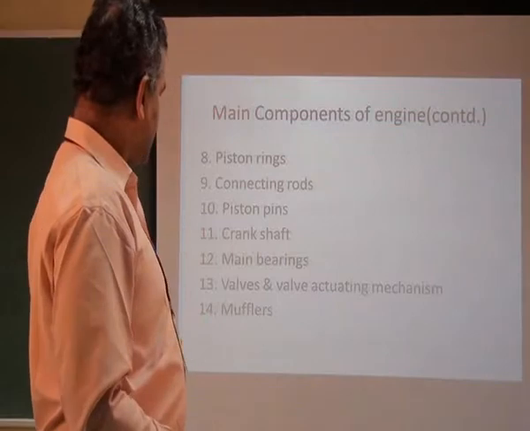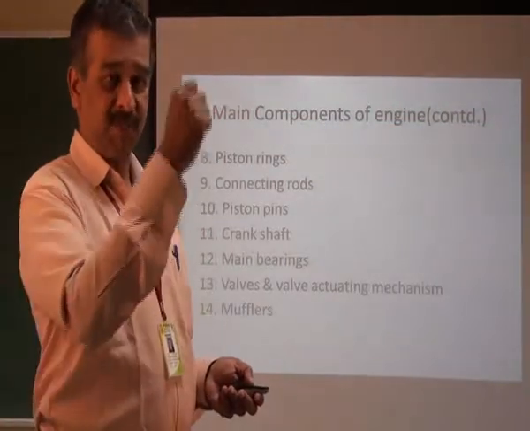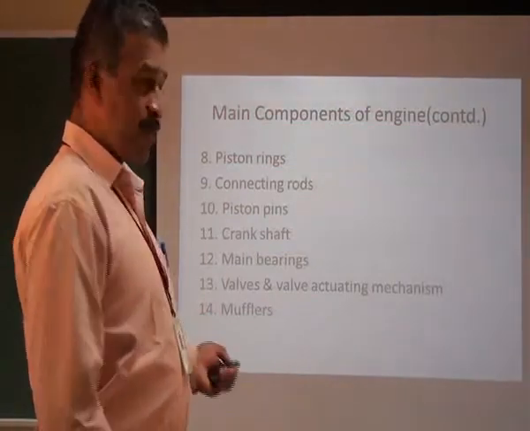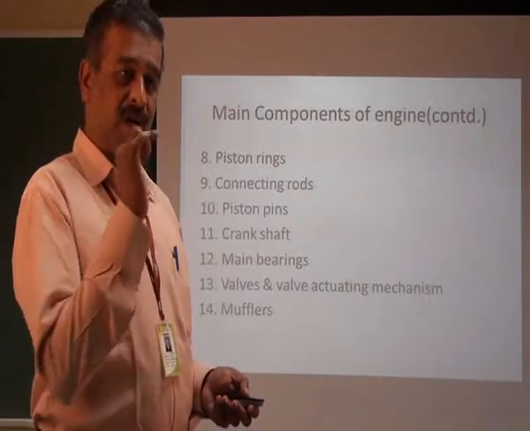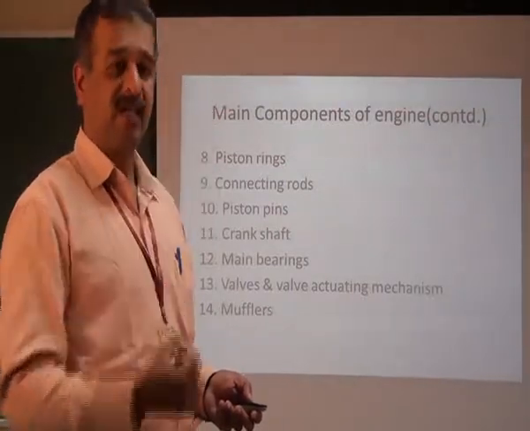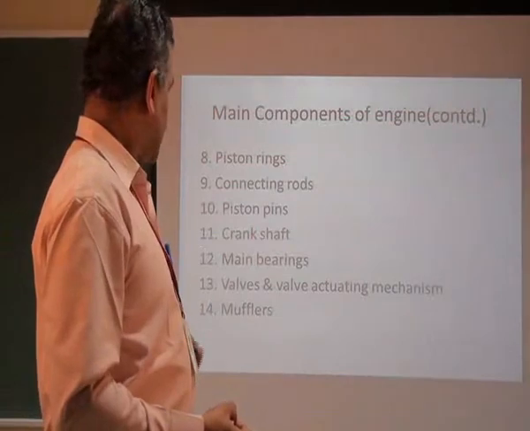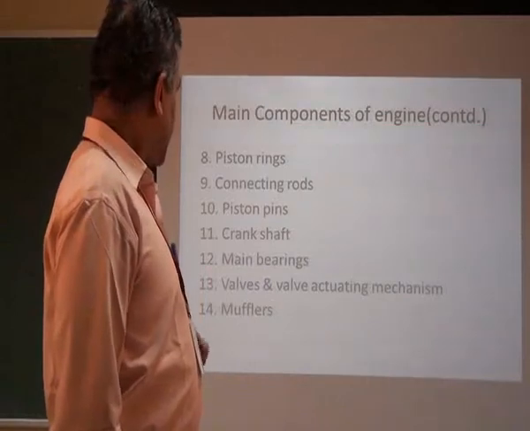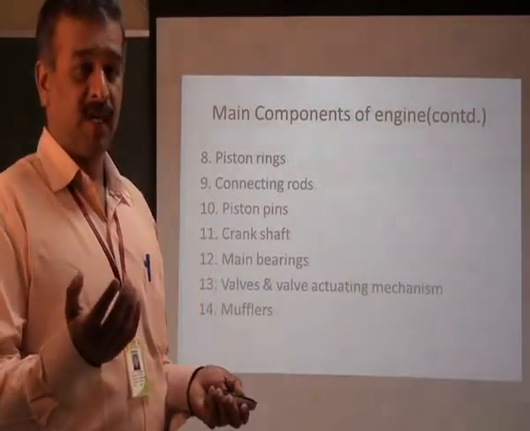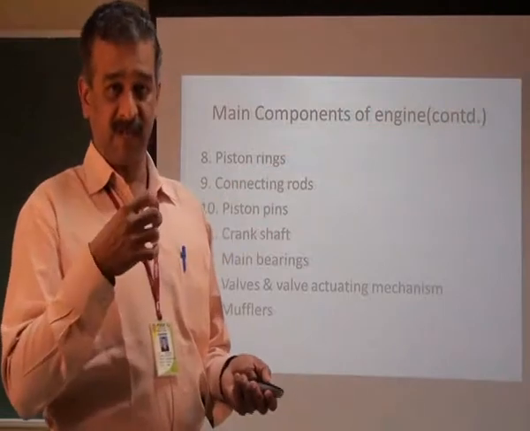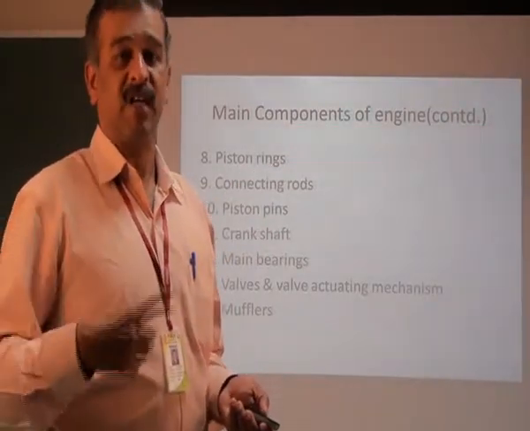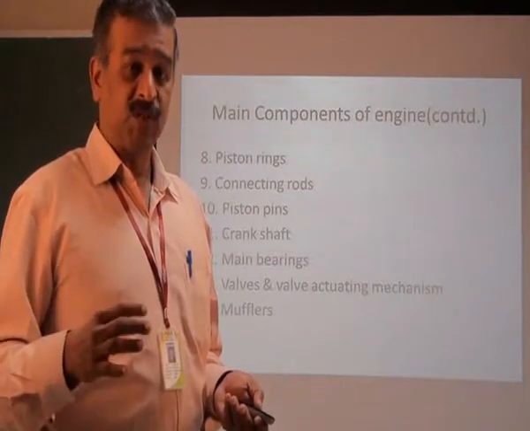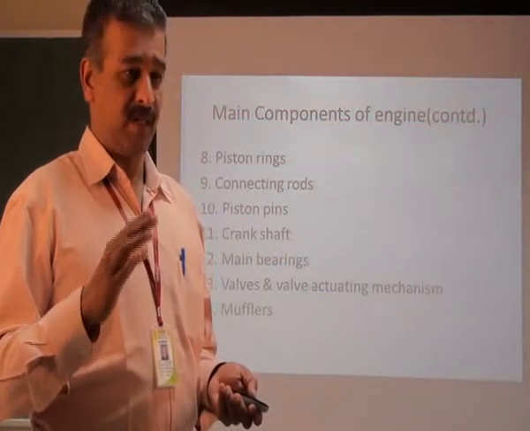Then connecting rods, the linkage between the piston and the crankshaft. Then piston pins. The piston pin is the pin which is used for connecting the piston and the connecting rod. Then the crankshaft, which is a very important part at the bottom of the engine. Then main bearings, which are holding the crankshaft actually. It is a fast rotating component in the engine, rotating at higher speed, so the wear and tear has to be controlled.